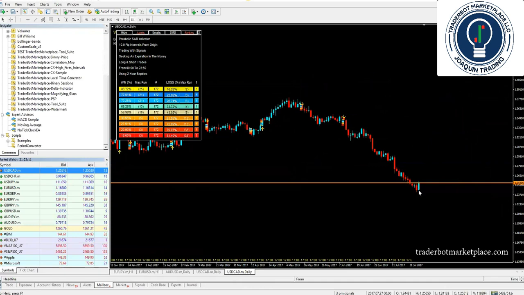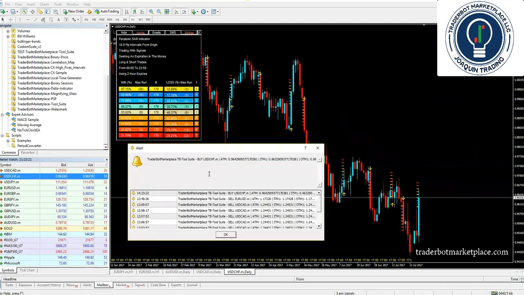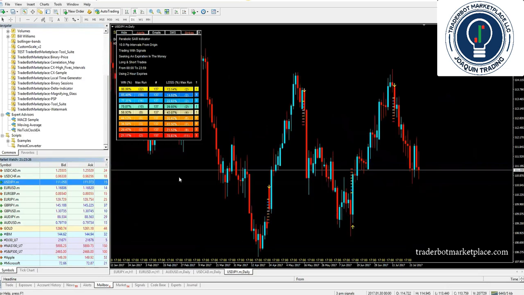It's doing a pullback right here because markets will not move in the same direction over and over and over. They will do pullbacks. So it is in a pullback. The USD Swiss franc is in a big pullback here, and the USD yen, well, it's not doing a major pullback yet, but the US dollar is getting weaker.